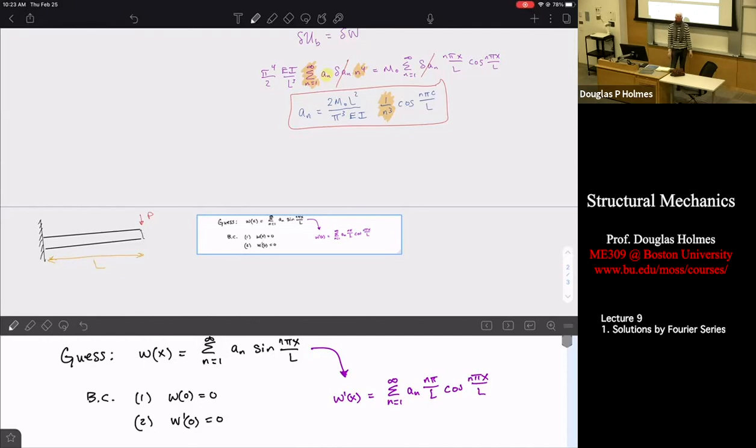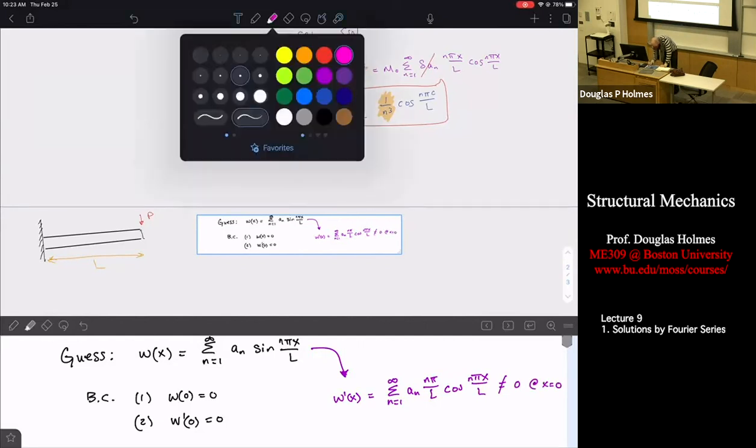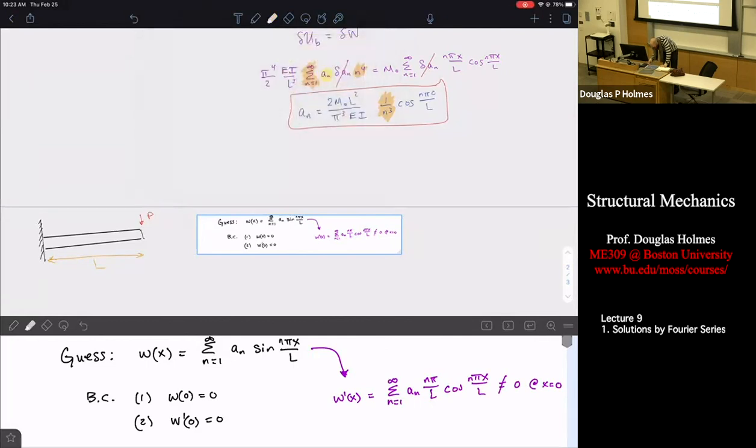And we know cosine functions are not equal to 0 when x is equal to 0. So this is not going to work. And the reason this is not going to work is because of this term here.